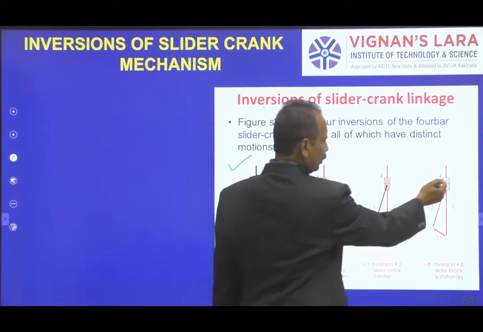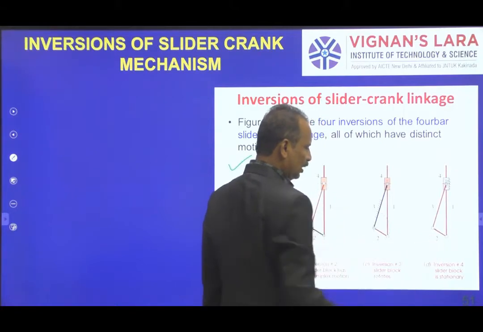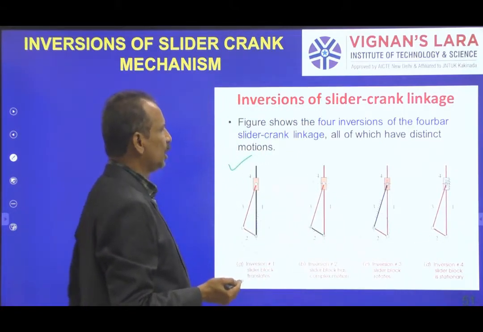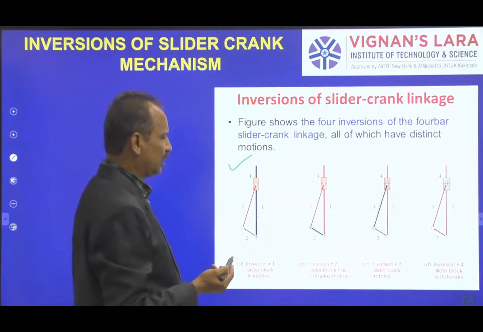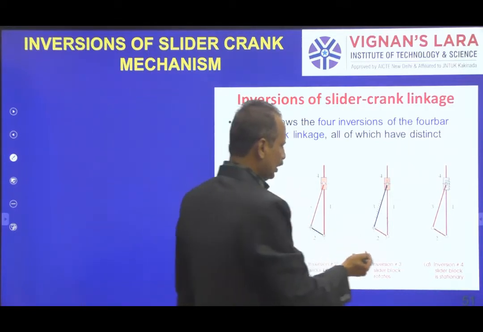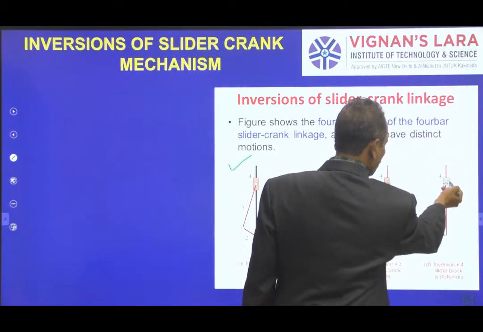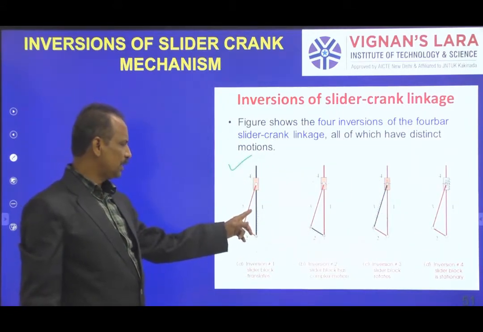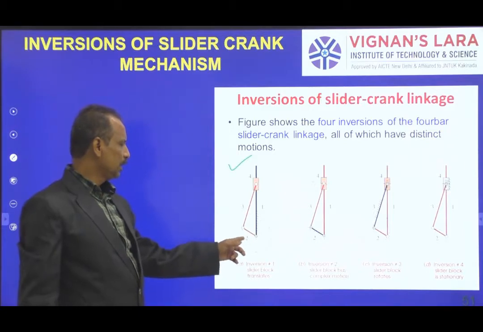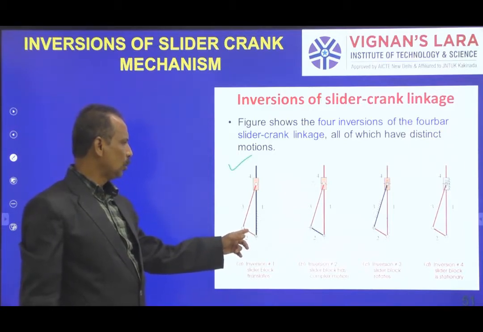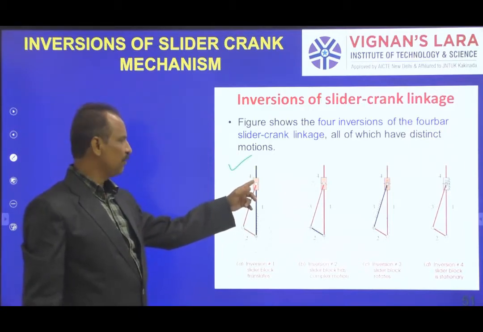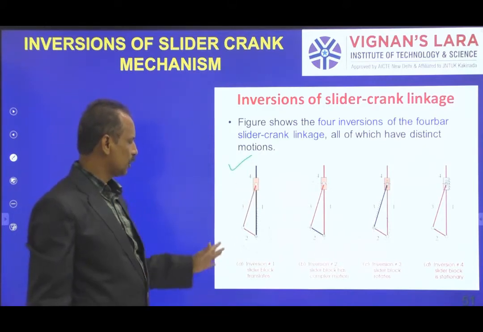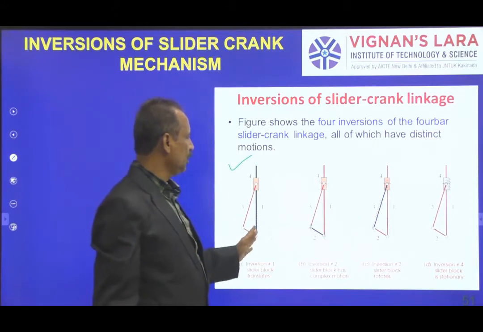Link 4, the slider block itself, gives the last inversion of the single slider crank chain. In this case, the slider block is made stationary. You can see here, first we fix link 1, then input is given to link 2, and the output is obtained from link 4, that is sliding motion. This is the first inversion.